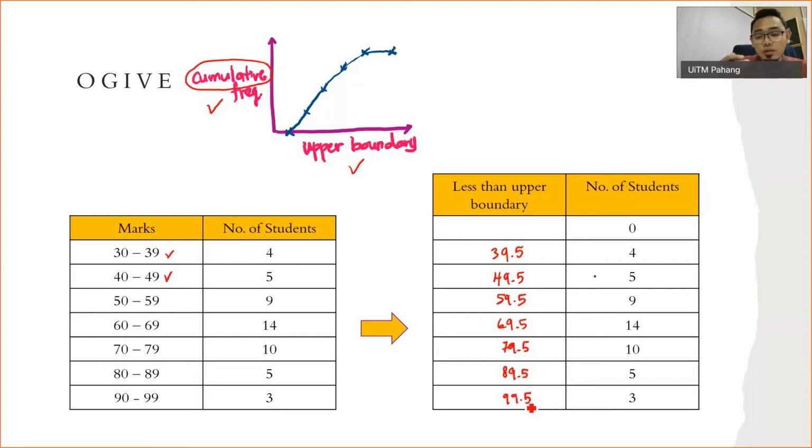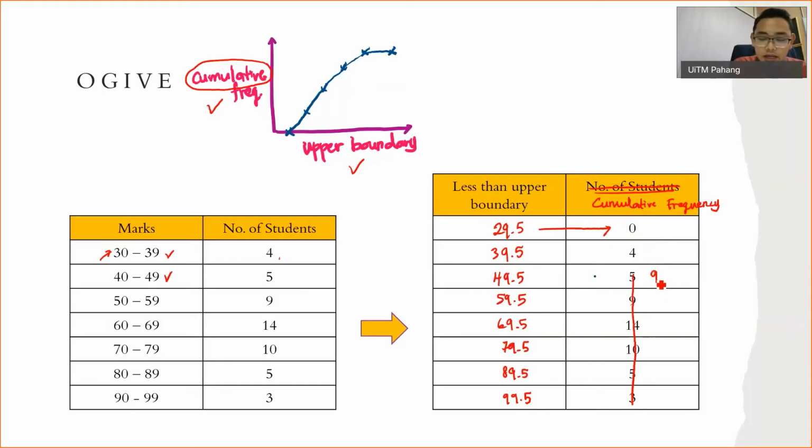But you have to note that we have to add one extra class before the first class. So the upper boundary before this will be 29.5. And we know that for 29.5, the number of students is 0, but we don't want this. Actually, we want the cumulative frequency. So you start with 0, and then you add 4. 0 add 4, you get 4. Now we want to find the cumulative frequency. 4 plus 5 would be 9.